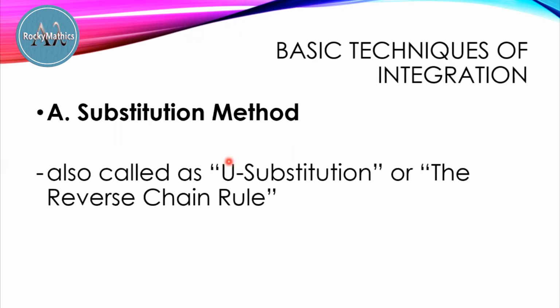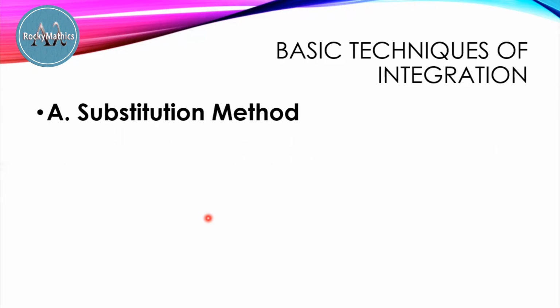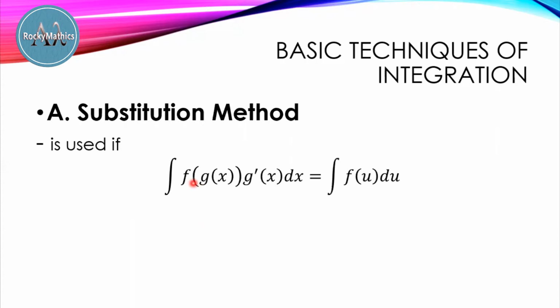The substitution method is also called u substitution or the reverse chain rule. Why is the substitution method called the reverse chain rule? Because this is a method that is used if we are given this type of expression: an integral of f of g of x times g prime of x dx. As you can see here, f of g of x is a composite function multiplied by the derivative of the innermost function, which is g prime of x. This is the formula for finding the derivative using the chain rule.